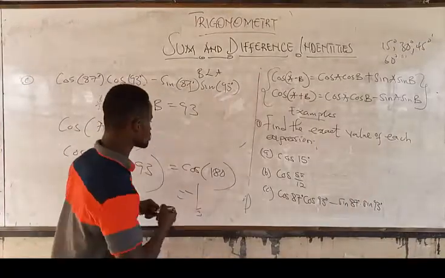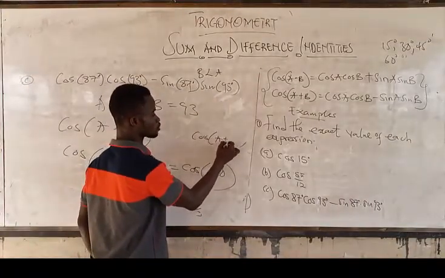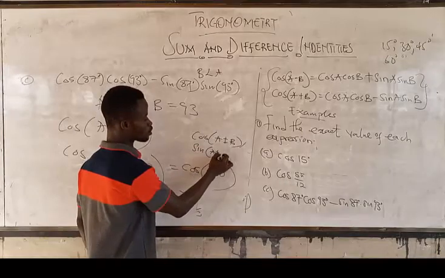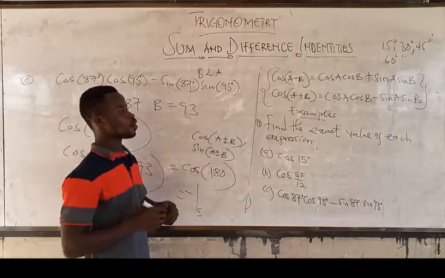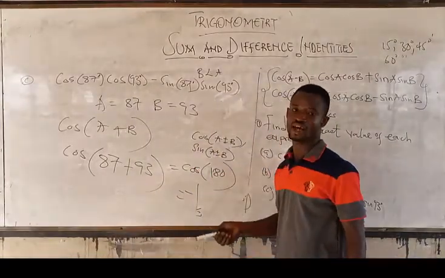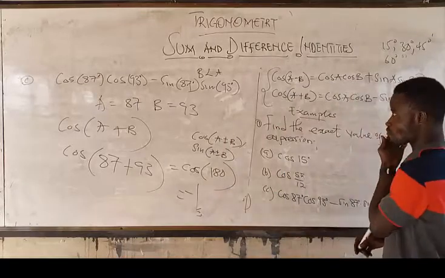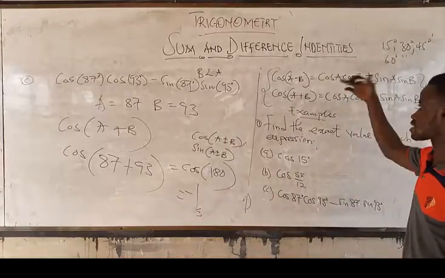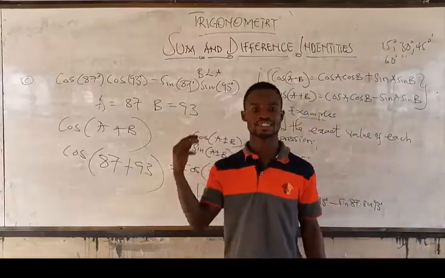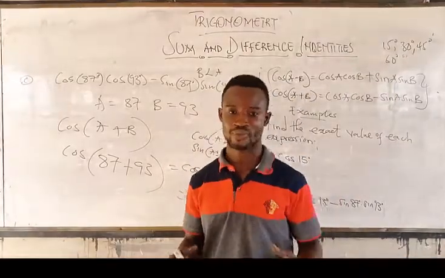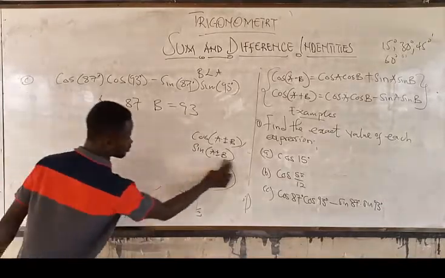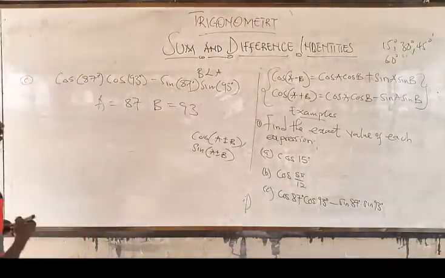You see, it's not only cos of A plus or minus B that we have. We also have sine of A plus or minus B. But whatever we have done in this video is similar for sine. So we just need to go for the formula for sine, and that is all. The examples and everything are all the same. Alright, so let me give you the formula for that.